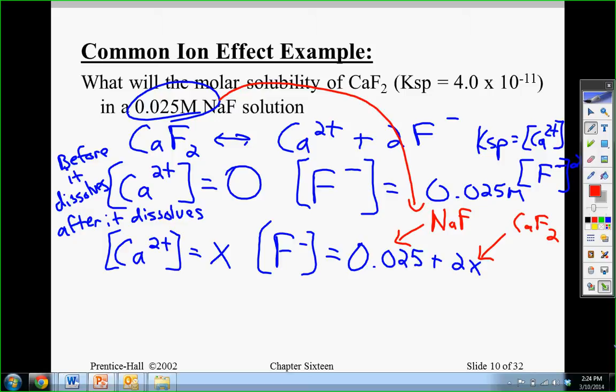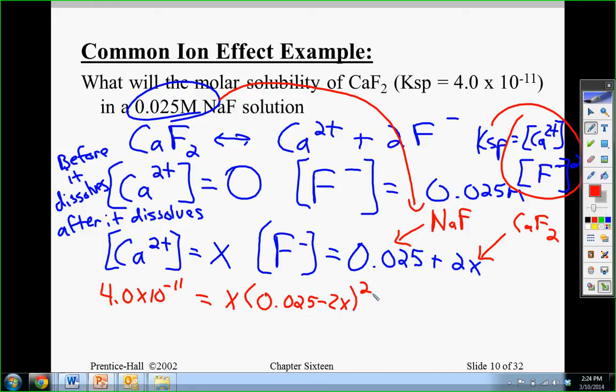All right, so we're going to solve here. Anybody know a KSP value? 4.0 times 10 to the negative 11 is going to be, remember, we're going to plug it back into this guy over here. So what are we going to have? X times 0.025 minus 2x squared. Oh, good. You're adding.